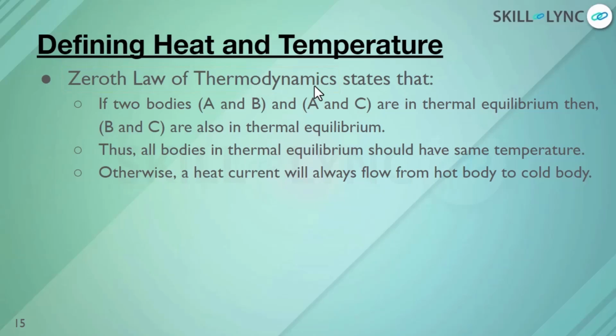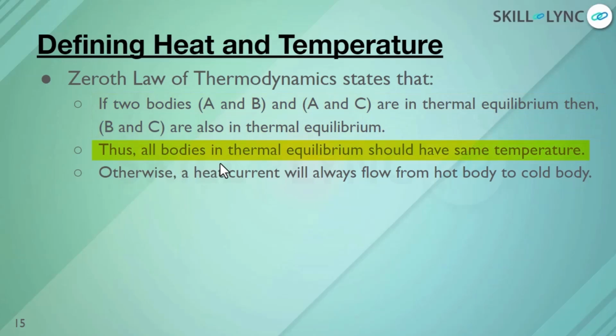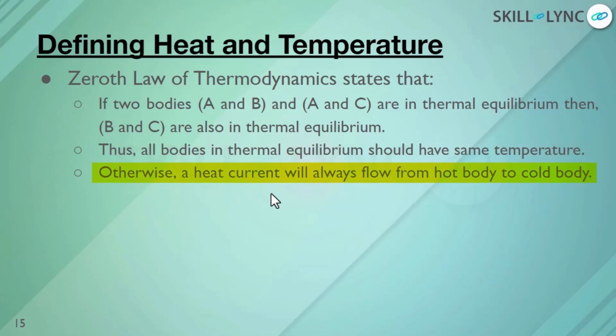The Zeroth Law of Thermodynamics states that if two bodies A and B, and A and C are in equilibrium, then body B and C are also in thermal equilibrium. Thus, all the bodies in thermal equilibrium should have the same temperature if they are following the zeroth law of thermodynamics. Otherwise, a heat current will always flow from hot body to cold body, as we have learned earlier, that heat always flows from hot body to cold body.